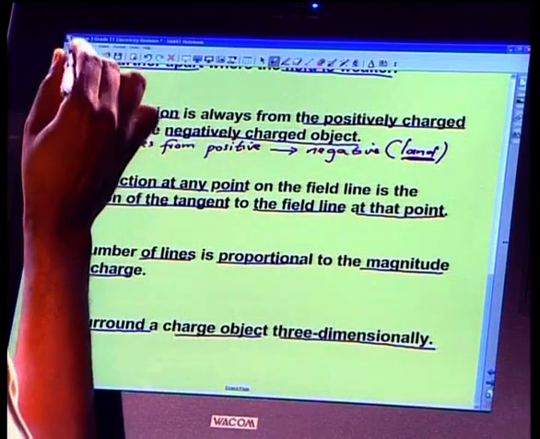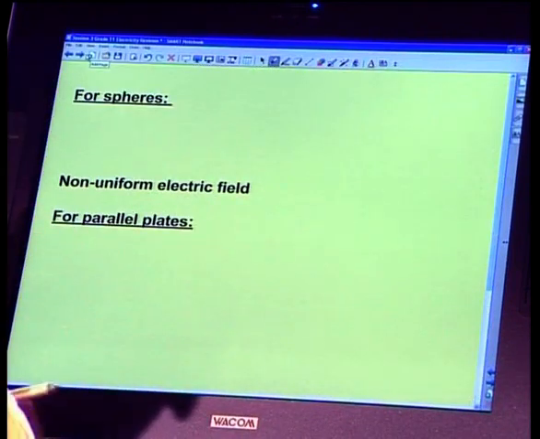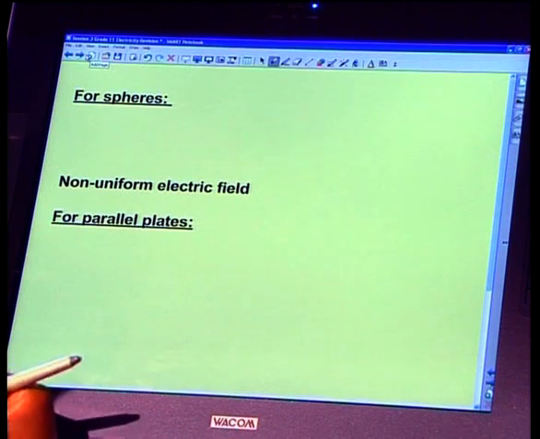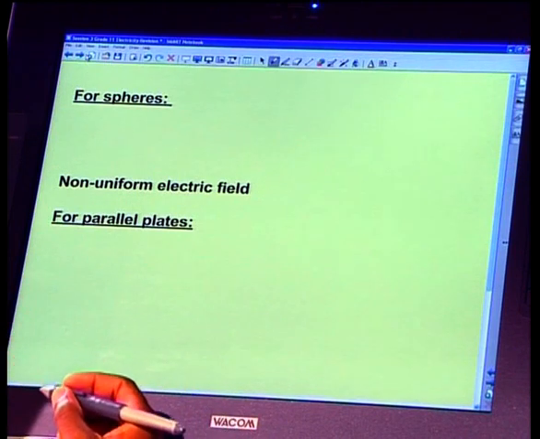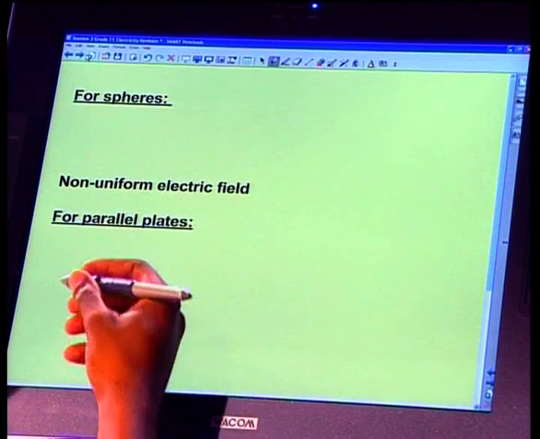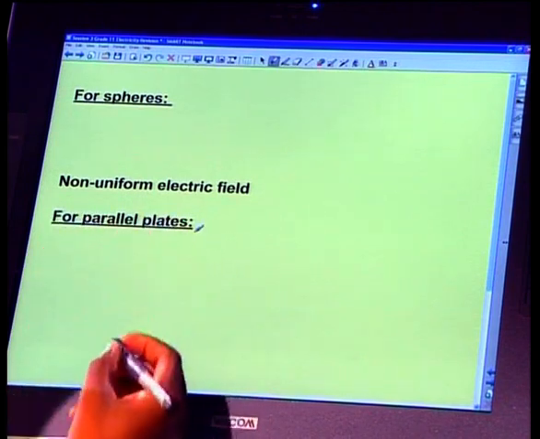Field lines. Let's move on to look at what happens when we represent the field on spheres and when we represent the field of parallel plates. Now that we have discussed the field lines, the properties of electric field lines, and how we draw them, I think it is proper for us to move on to talk about the two types of electric fields that we have. One, we have a uniform field. Two, we also have non-uniform fields. Allow me to start with the non-uniform fields.